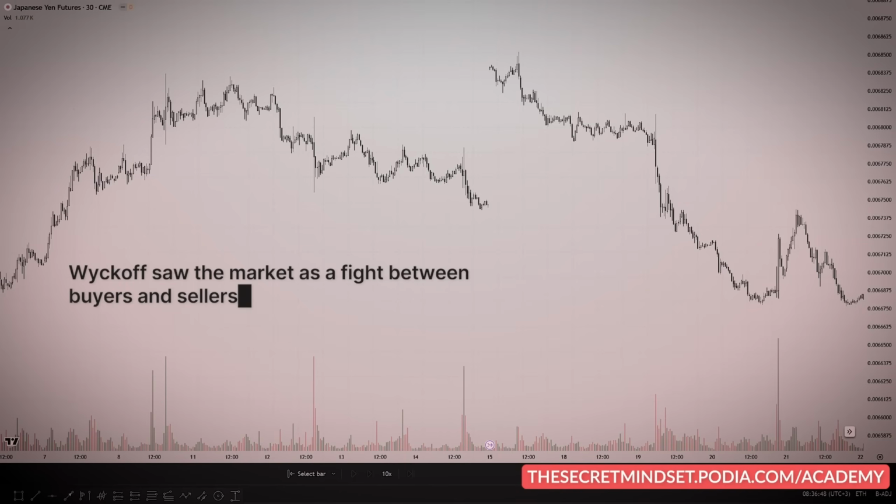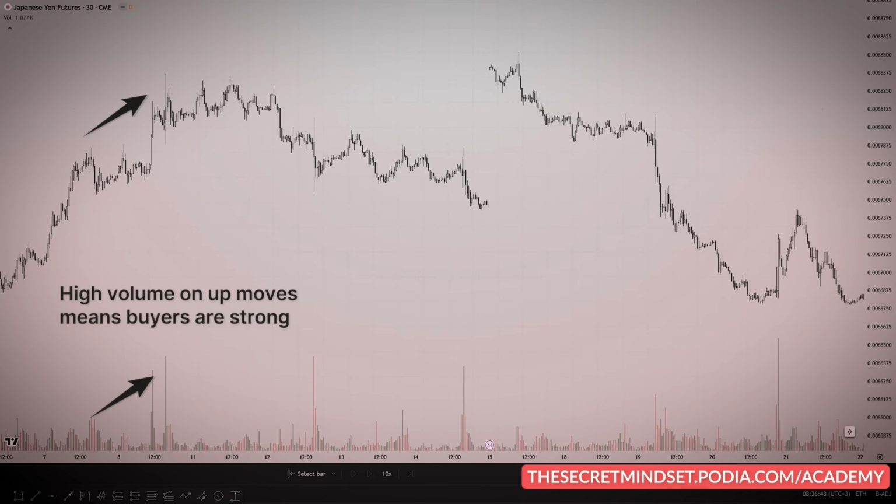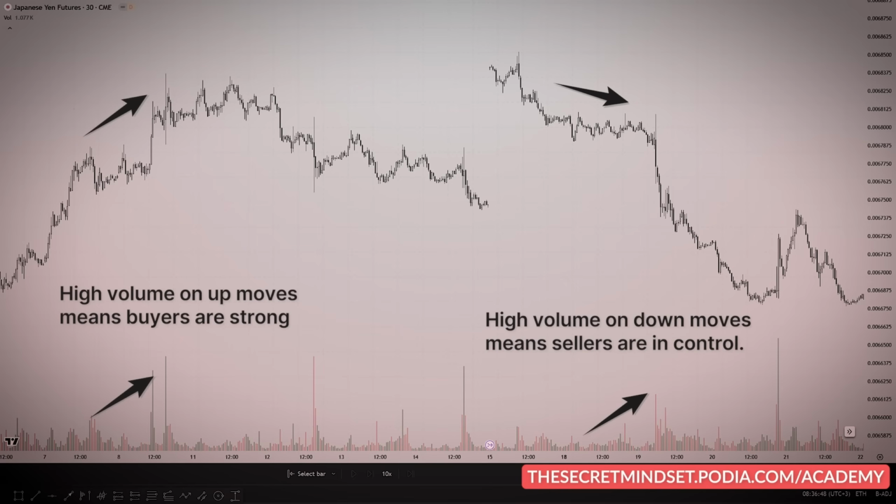Wyckoff saw the market as a fight between buyers and sellers. Volume shows who's winning. High volume on up moves means buyers are strong. High volume on down moves means sellers are in control.